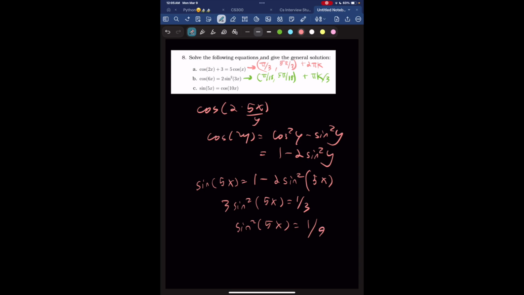Wait, no. What am I doing? It's equal to 1/3. And then we take the square root of everything to get sine of 5x is equal to 1 over root 3, which is root 3 over 3. And for root 3 over 3, did I make a mistake here? 1 minus. Yeah, I made a mistake.